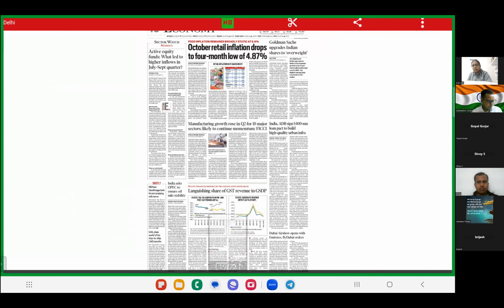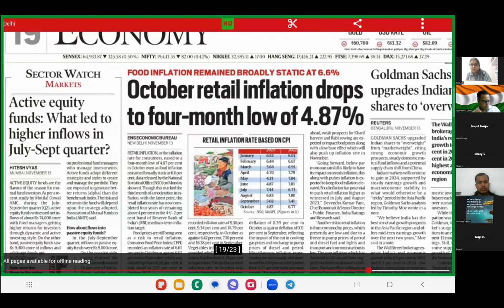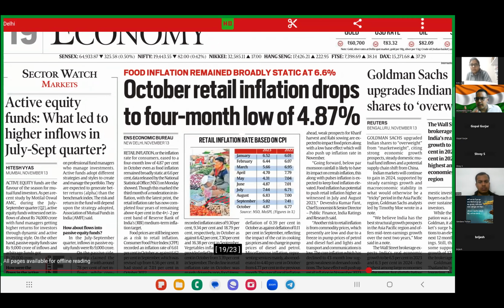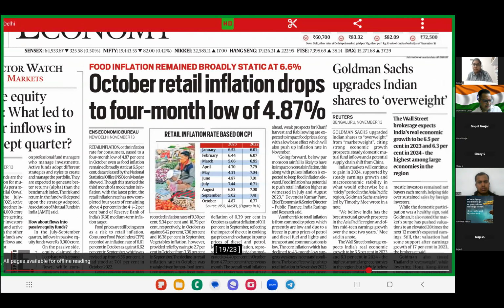Now, coming to economic active equity funds. What is equity funds? You should know. It will help you in answering certain prelims questions sometimes. Retail inflation, fine, no need to read it.